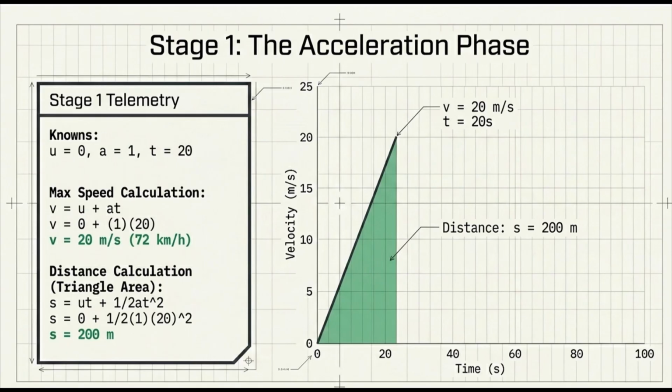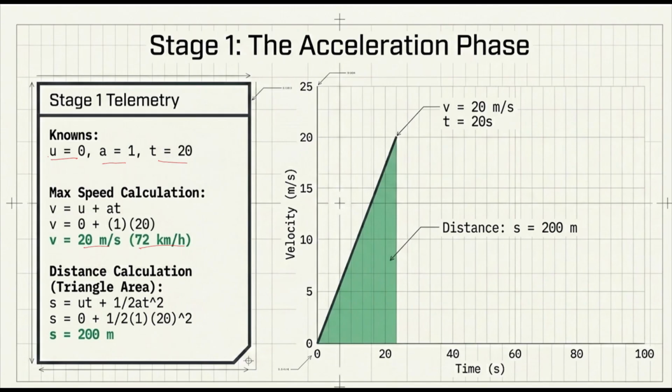So let's see the solution. During the first stage, the cyclist starts from rest and accelerates uniformly. What are the known values? We know u is 0, the acceleration is 1, and the time taken is 20 seconds. What is the maximum speed? You can use the equation v is equal to u plus at. So v is equal to 0 plus 1 times 20, so v is equal to 20 meter per second, which is 72 kilometer per hour.